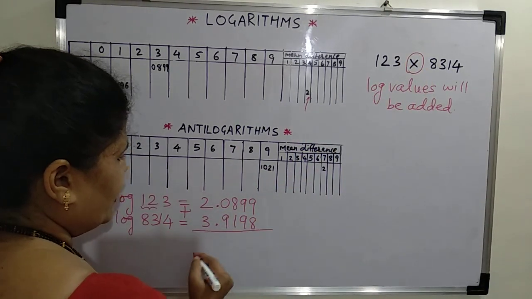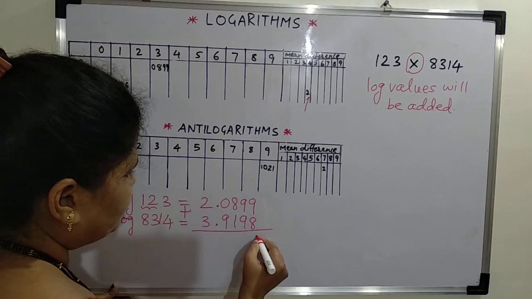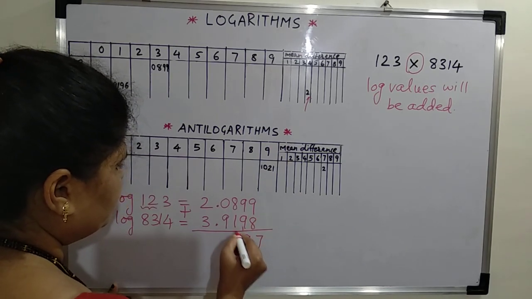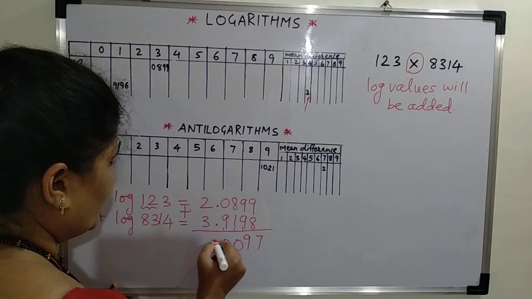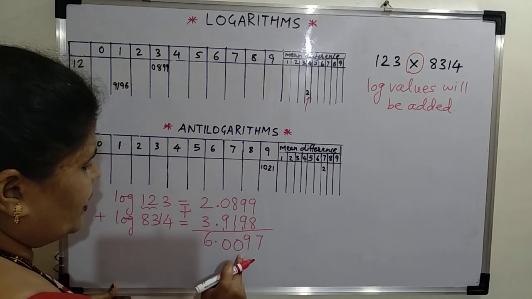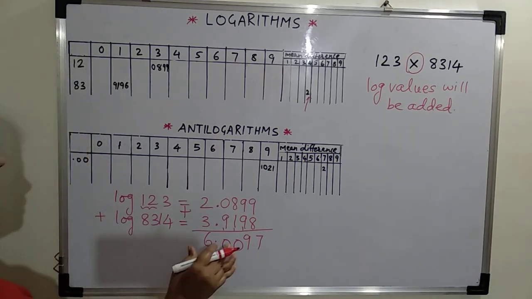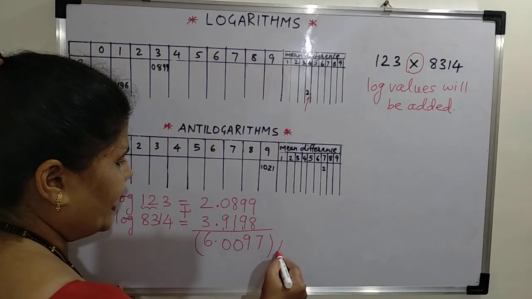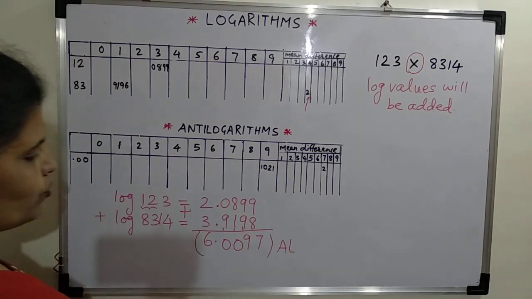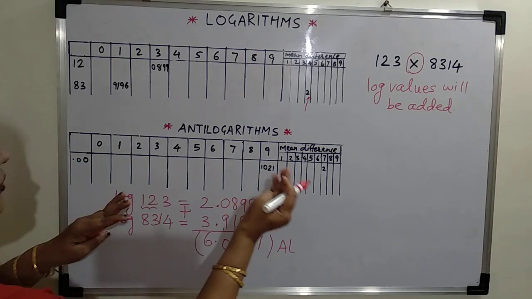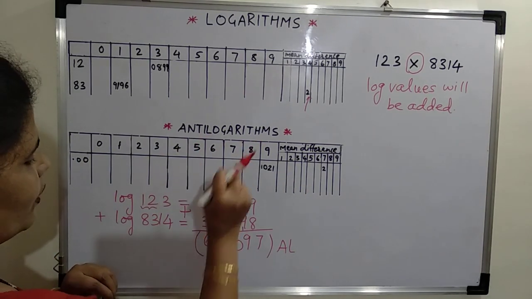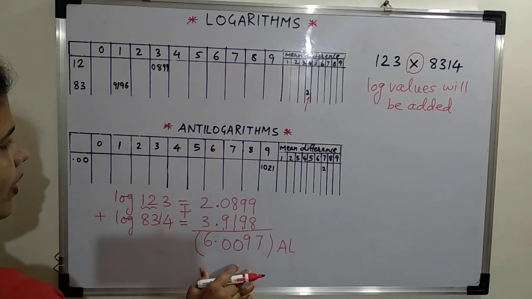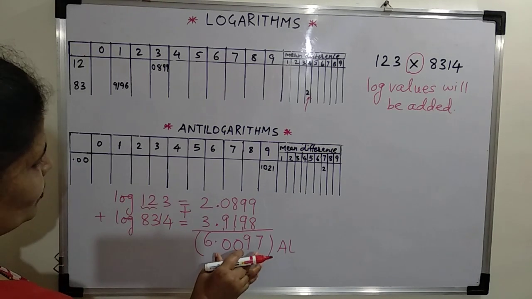By adding this, I will get 6.0097. Now this is only the total of the log values. Now I will calculate its antilog. To see the antilog value, please turn the pages and come to antilogarithms. The procedure to see the value is the same.